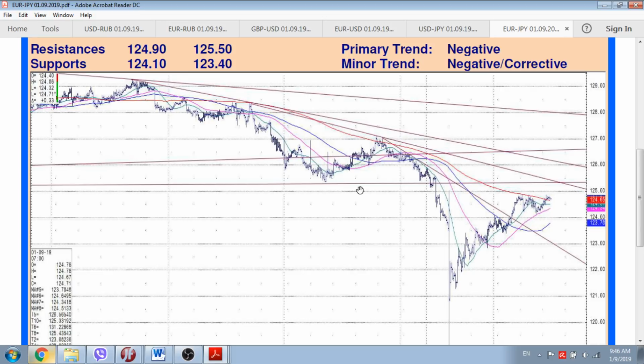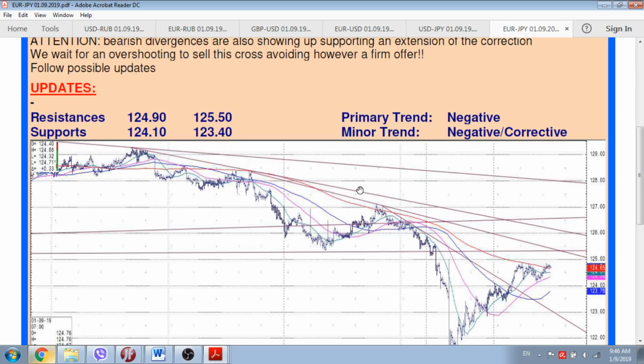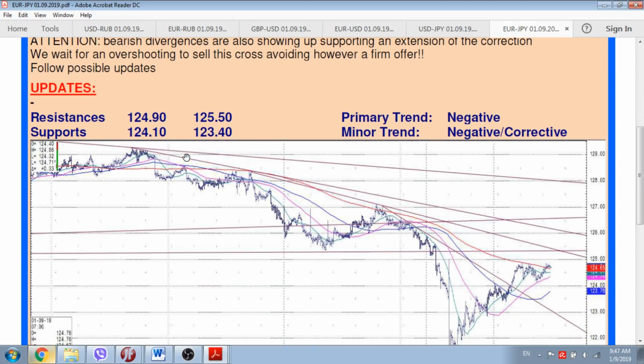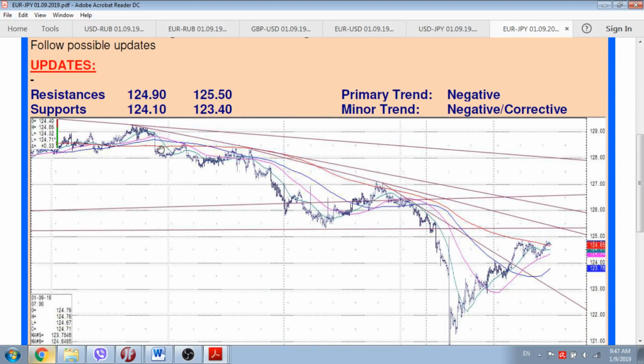Since this morning, the cross is also above the 200-hour line, located at 124.65, suggesting a possible extension of the move up. And now, attention! Bearish divergences are also showing up, supporting an extension of the correction. Therefore, Future Trend Research waits for an overshooting to sell this cross, avoiding, however, a premature offer. Resistances and supports are on your screens.